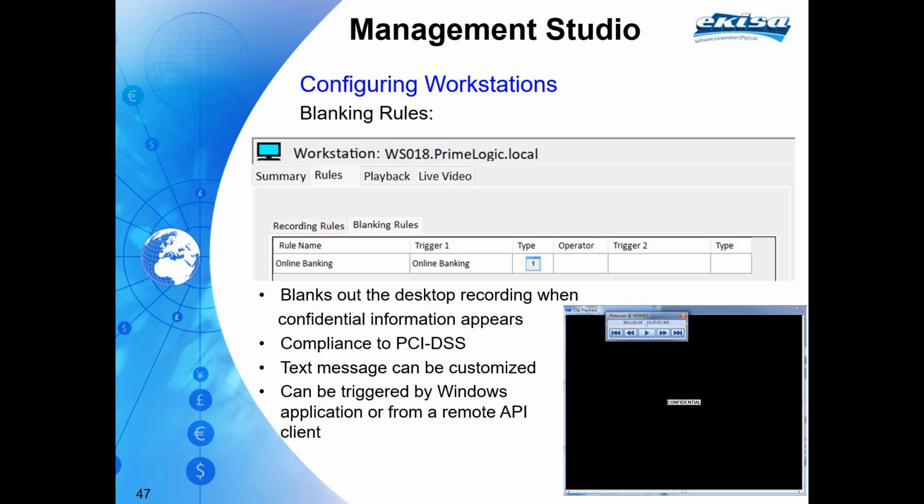A blanking rule is used to hide the desktop when confidential information is being displayed that should not be recorded, in compliance with PCI DSS, for example, during online banking or when a customer's credit card details are displayed. When a blanking rule is triggered, the entire desktop, or all desktops for multi-screen recording, is displayed in black and a custom message is displayed in the center of the screen. Similar to recording rules, blanking rules can be triggered by a Windows application or from a remote API client such as a voice recorder.